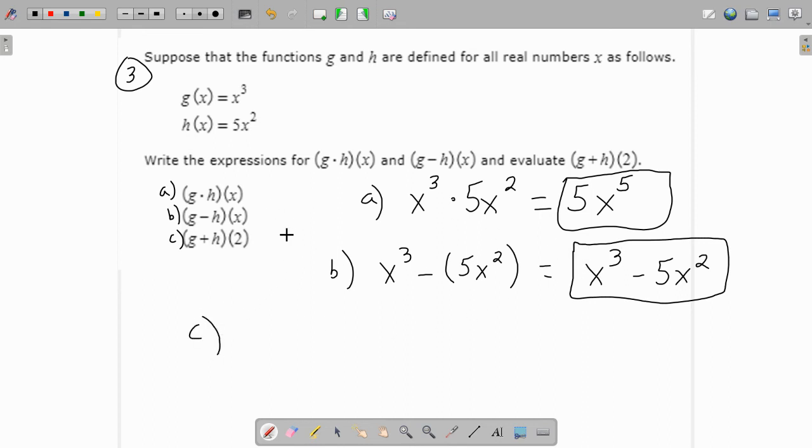And C, G of 2 plus H of 2. So I'm going to plug 2 into G. 2 times 2 times 2 is 8. Plus, I'm going to plug 2 into H. 2 squared is 4. 4 times 5 is 20. We get 28. Okay, let's move on.